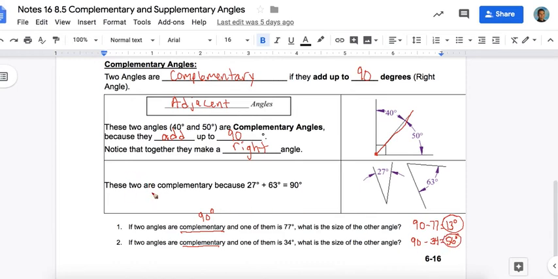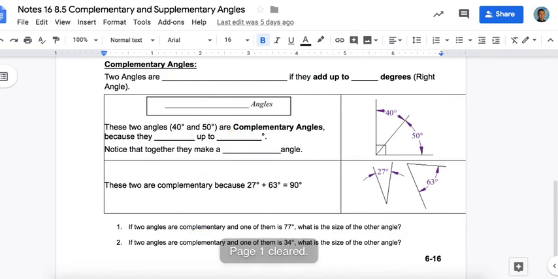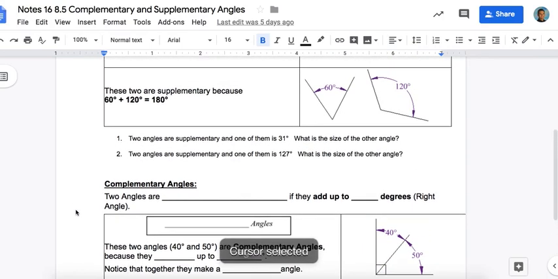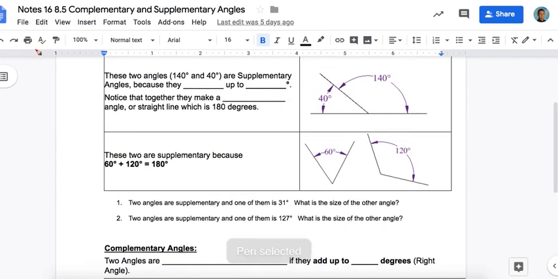Now, one thing I want to go back and do, I forgot to label this before, this is non-adjacent angles that were complementary because they added up to 90 degrees. And then I just want to go back real quick to supplementary, and I want to write that these are non-adjacent angles that are supplementary because they add up to 180 degrees.